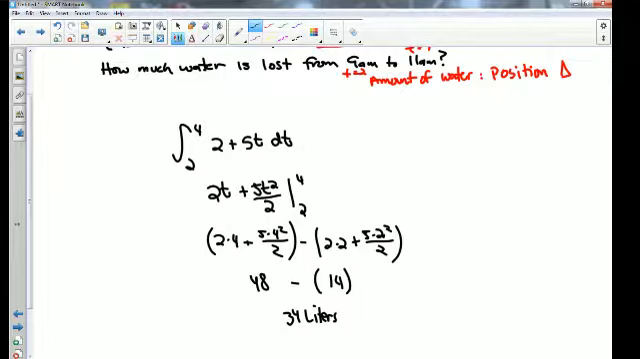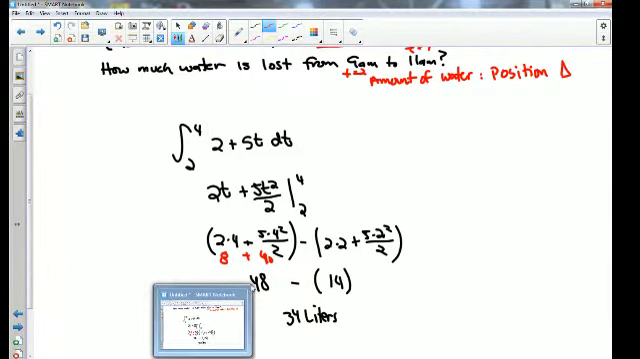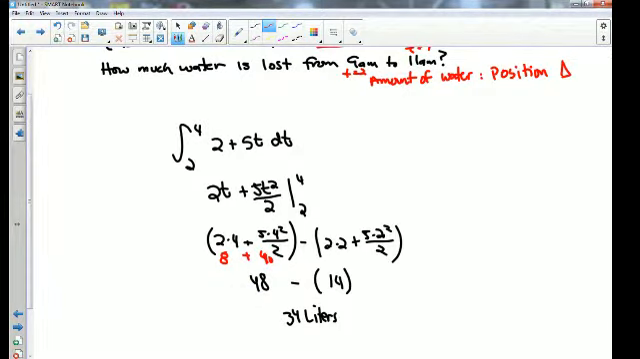Okay, 2 times 4 is 8. 4 squared is 16, divided by 2 is 8, times 5 is 40. Wow, that doesn't break. You could, because multiplying and dividing can be done in any order. It's still 40.